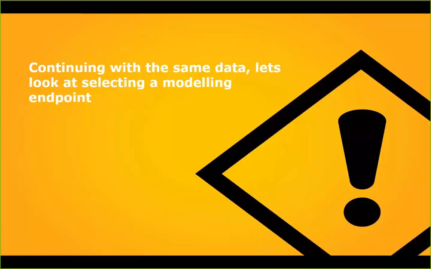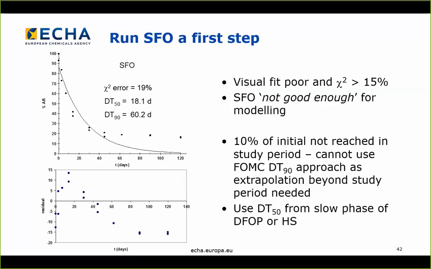Okay. Keep it simple. We'll look at the same data, but now at selecting modeling endpoints. The FOCUS flowchart says you run your single first order fit as a first step. We've already seen this fit from the trigger endpoints, but just to reiterate, the visual fit is pretty poor, chi-squared greater than 15%, and as a kinetic assessor, I would come to the conclusion that my SFO fit is not good enough for modelling. I'm not going to describe the decline of my substance if I use that kinetic model in my exposure model.